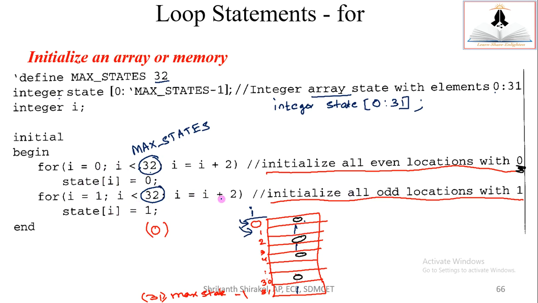State of 1 is equal to 1. I increments by 2, so I is equal to 3 now. 3 is less than 32, so state of 3 is incremented and allotted with 1. Like that, 7, and it continues till 31.